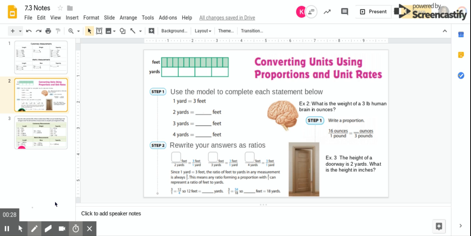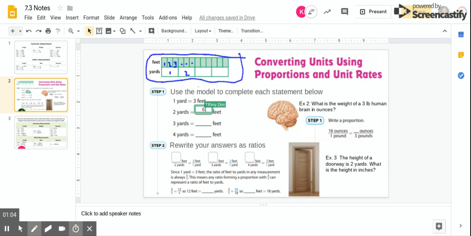On the first part, on step 1, it says use the model to complete each statement below, and it's referring to this model right here. So on that previous page, it said that there is 3 feet in 1 yard, and this model is saying the same thing because here's 1 yard, and then here's 1, 2, 3 feet. So on the first question, it says how many feet are in 2 yards? So here's 2 yards, and there's 1, 2, 3, and then 4, 5, 6 feet.